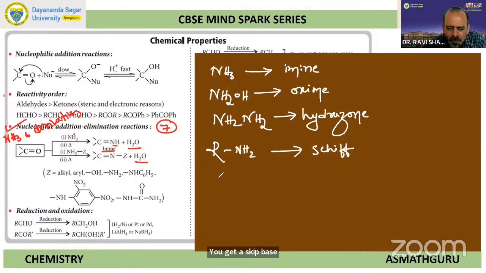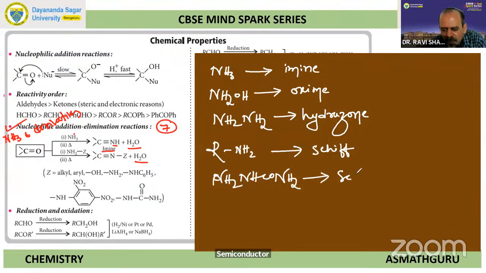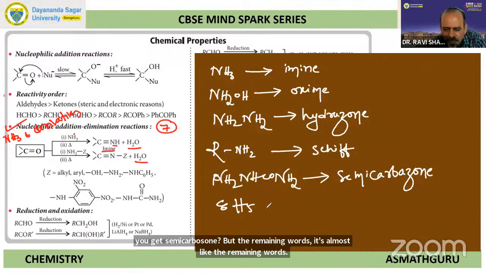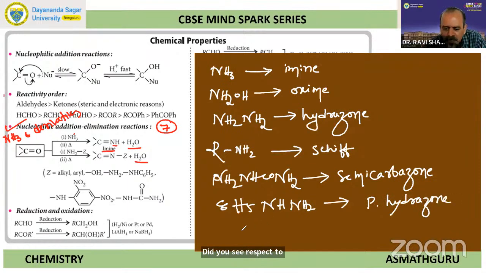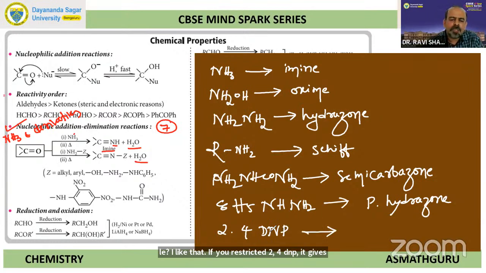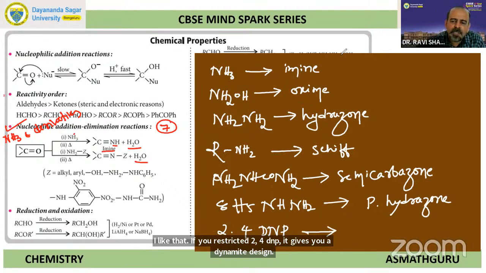If it reacts with semicarbazide, NH2NHCONH2, you get semicarbazone. It's almost like rhyming words. If it reacts with phenylhydrazine, C6H5NHNH2, it gives phenylhydrazone. Like that, if it reacts with 2,4-DNP, it gives 2,4-dinitrophenylhydrazone. So these are the 7 reactions you have to remember in nucleophilic addition elimination reaction.